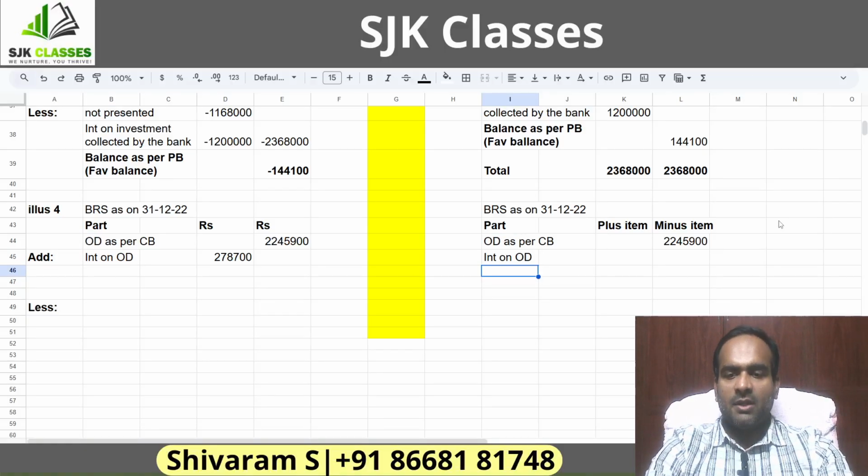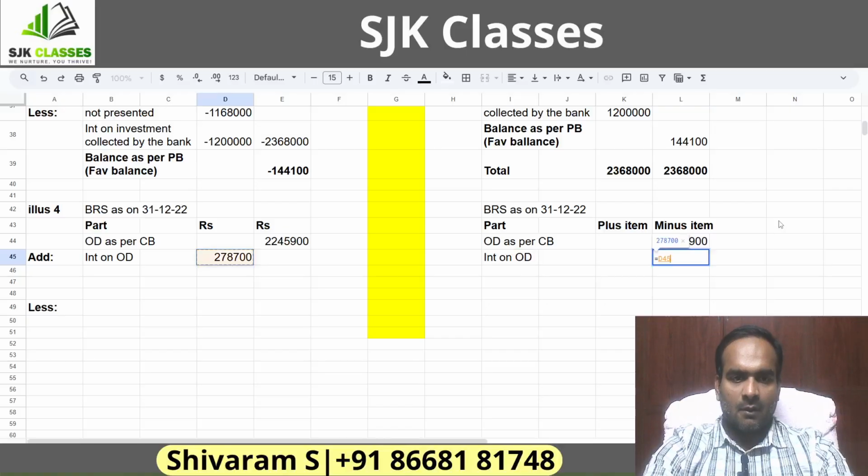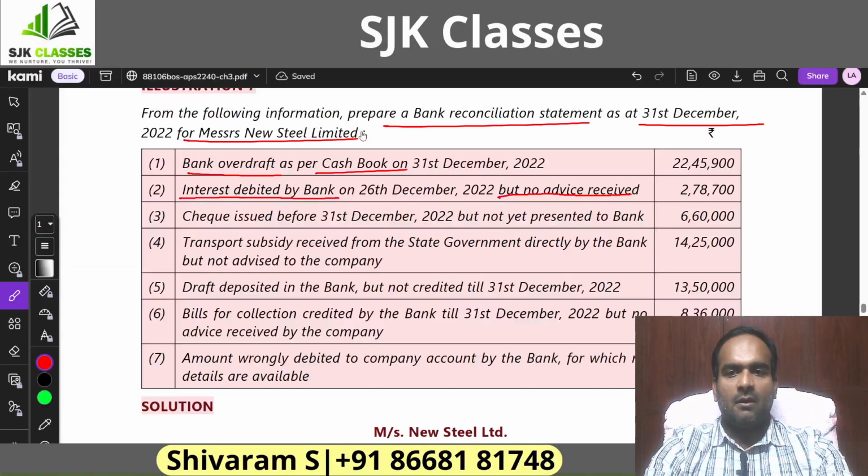You will show the amount in the minus column. So this number will be entered in the minus column. That's it. Let's move on. Next transaction. Checks issued. That means after reading this word, what is the inference?